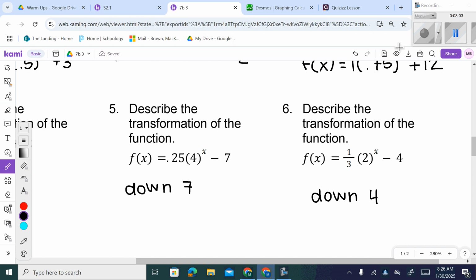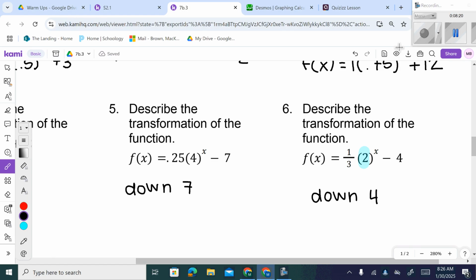All right, one thing I want to talk about on number 6. Is this growth or is this decay? It's growth. Why is it growth? The 2. 2 is bigger than 1. What is this 1/3? 1/3 is technically your start, or on this graph would be your y-intercept. All right, cool.